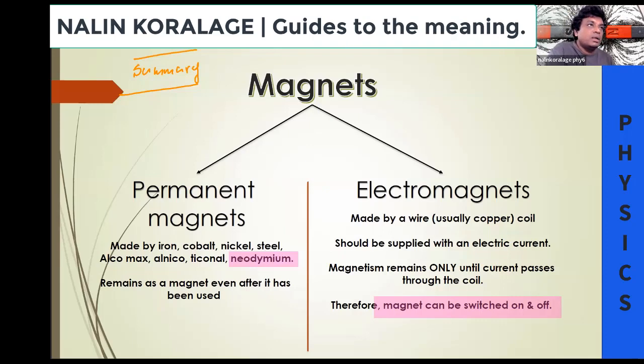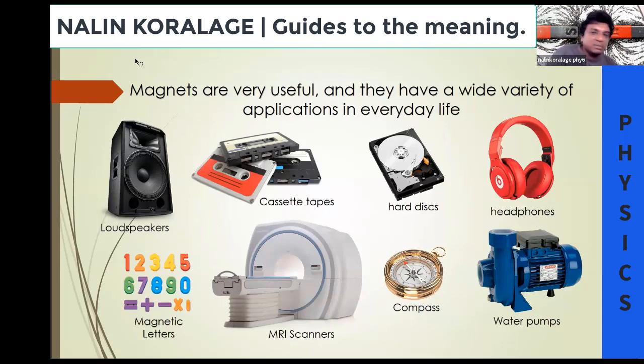Okay, fine. Now we have seen some uses of magnets: loudspeakers, then cassette tapes. Probably nowadays we are not using them because we have flash drives and hard disks. Hard disks are there, headphones are there, and magnetic letters, the stuff we played with, and sometimes used to learn numbers and letters, adding numbers, subtracting numbers, all these things.